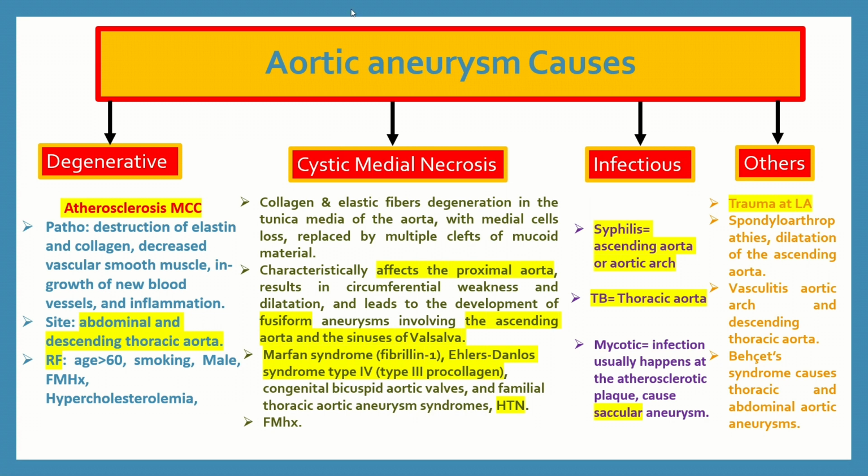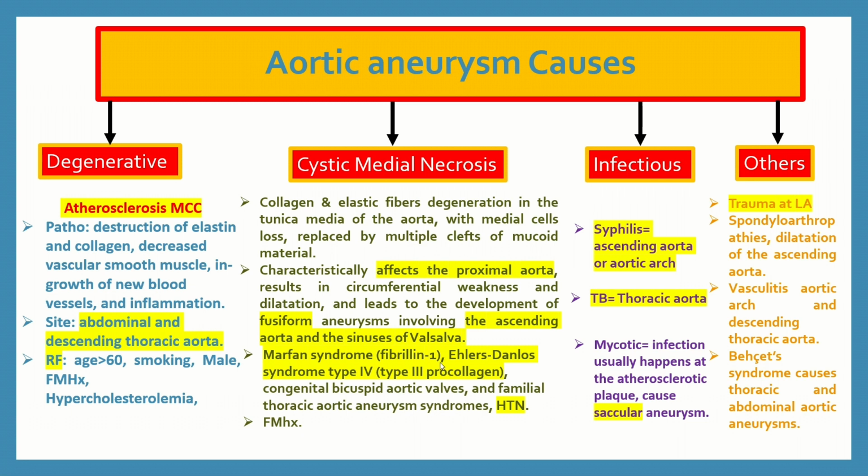Another cause of aortic aneurysm is cystic medial necrosis, which basically means the necrosis or degeneration of collagen and elastic fiber in the tunica media layer, and that is replaced by cystic mucoid material. And usually it happens in the proximal aorta, like the ascending aorta and sinuses of Valsalva, and it will cause a fusiform shaped aneurysm.